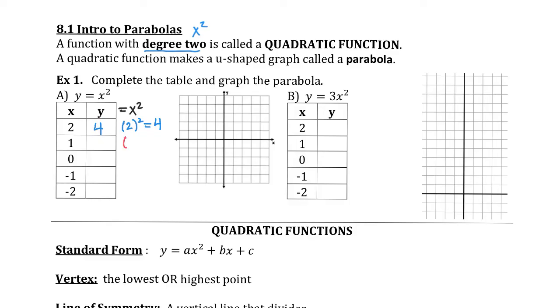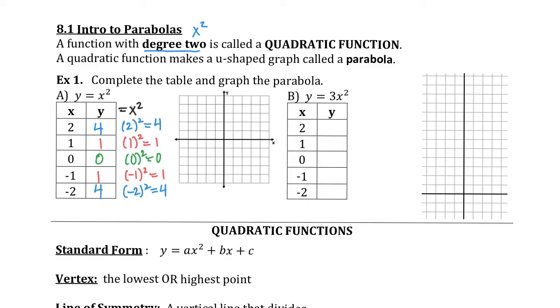Okay, next I'll plug in 1. 1 to the second power is 1 times 1, which is 1. 0 to the second power is 0 times 0, which is 0. Negative 1 to the second power is negative 1 times negative 1. A negative times a negative turns into a positive, so 1 times 1, 1. And then negative 2 to the second power is negative 2 times negative 2, which is positive 4.